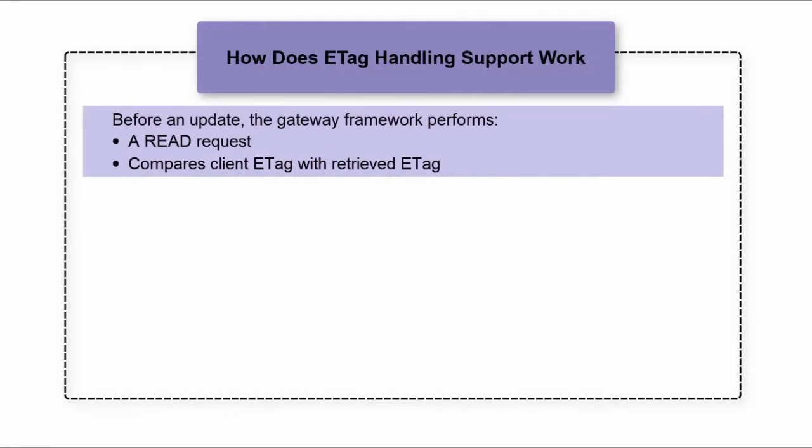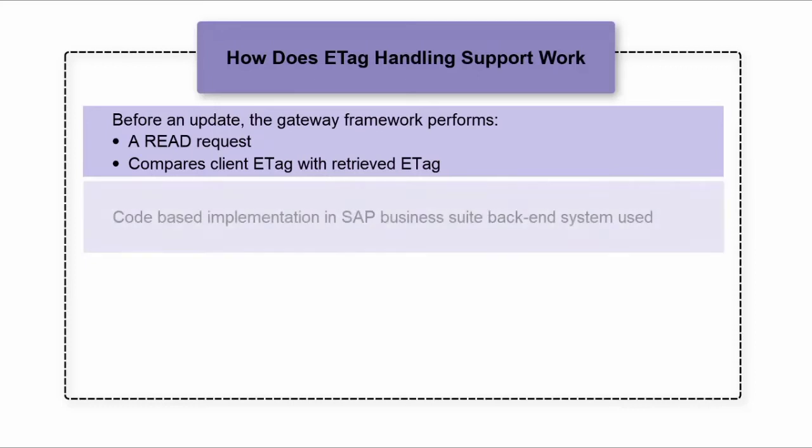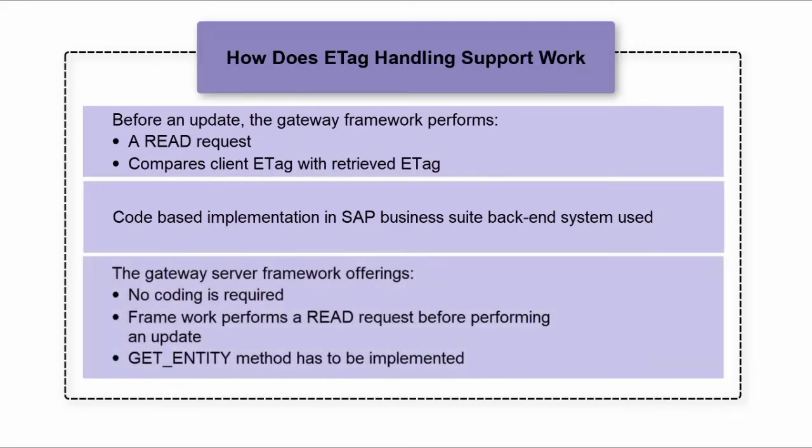Before an update is performed, the gateway framework on the hub performs a read request and compares the Etag sent by the client with the Etag retrieved from the backend. Instead of using the generic framework support, a code-based implementation can be done in the SAP Business Suite backend system. Take a look at the Gateway Server Framework offerings for handling of Etags.